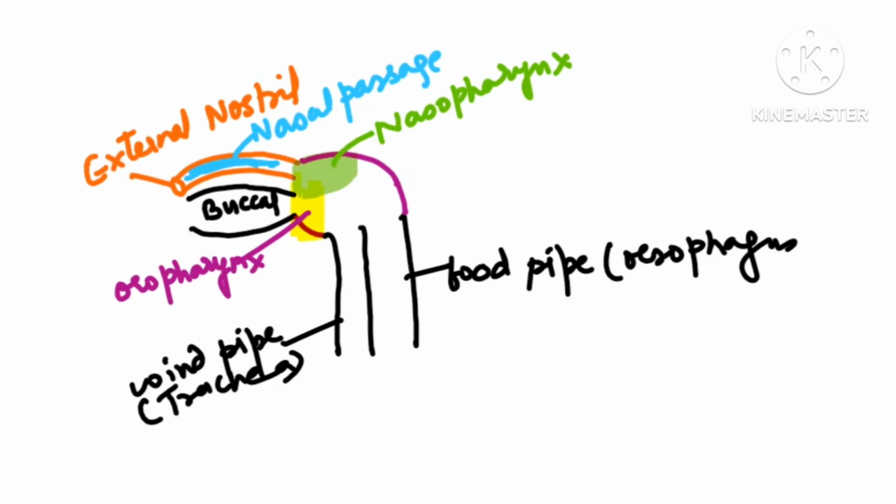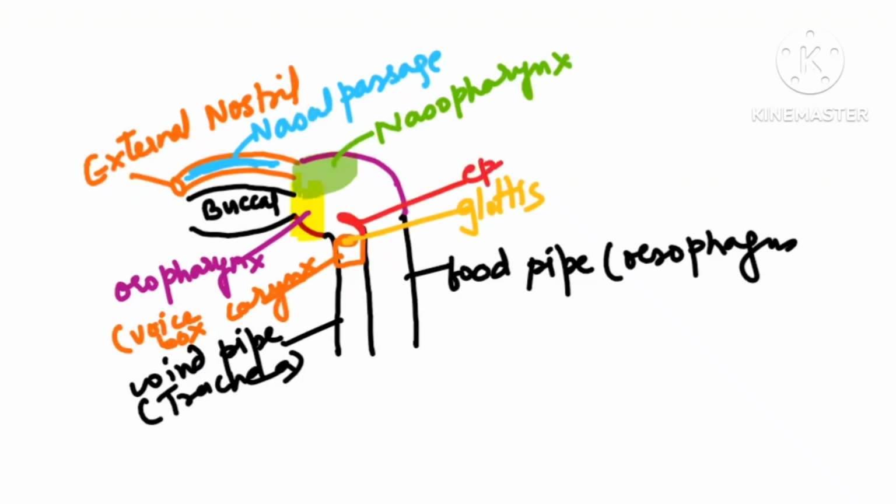the structure which is present, which is a modified part of the trachea, this is your larynx, also known as voice box. This larynx has an aperture, and this aperture is known as glottis. To cover the glottis at the time of swallowing, this structure is present, known as epiglottis, which is made up of elastic cartilage.